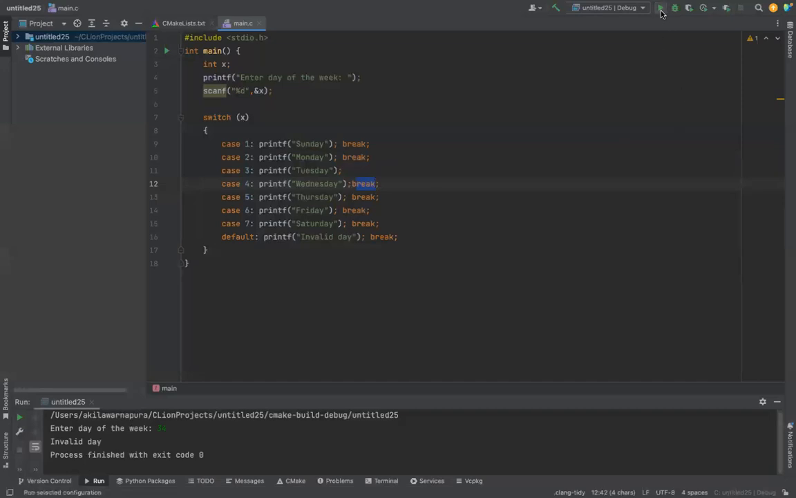We can see that when we run this program. Let's say we enter 2. When we enter 2, it is Monday. And there's a break keyword, therefore it stopped. But what happened when the user enters 3?